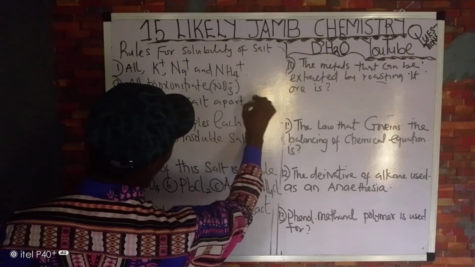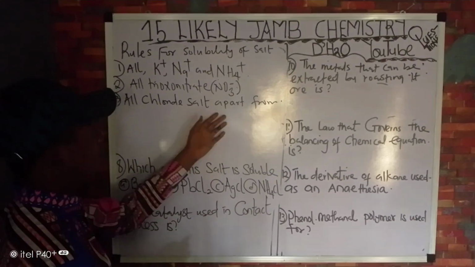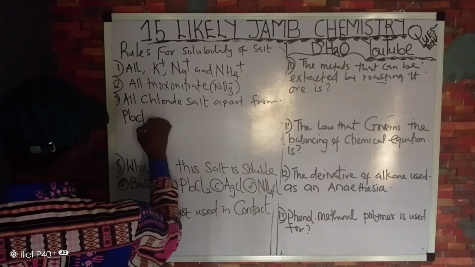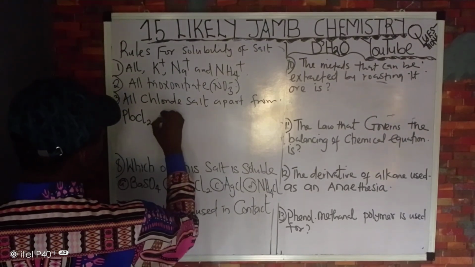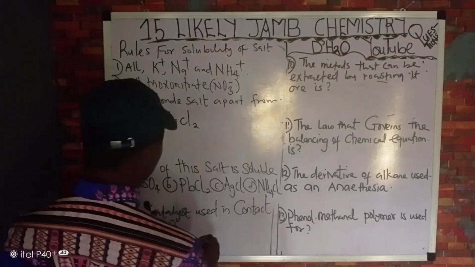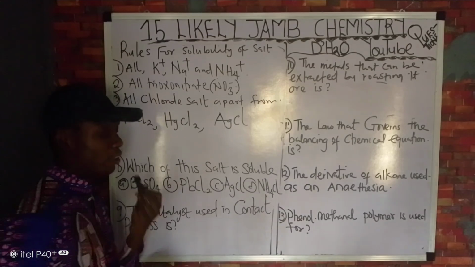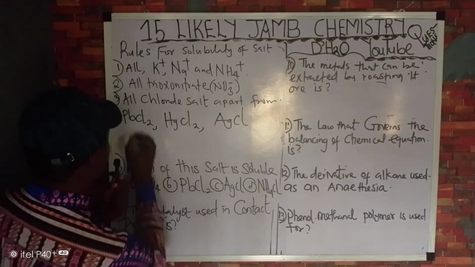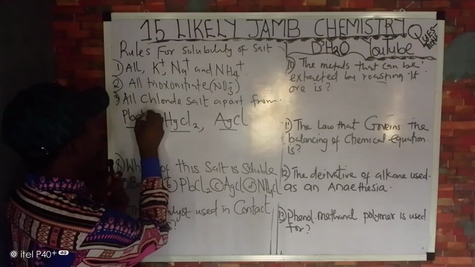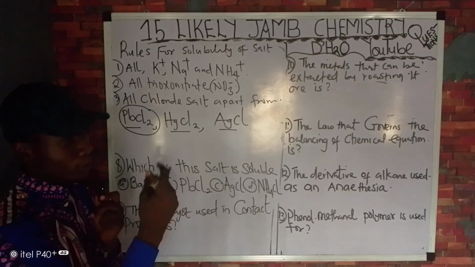are soluble in water, apart from lead(II) chloride, mercury(II) chloride, and silver chloride. All chloride salts are soluble in water apart from these. So take note of that. But your lead(II) chloride is soluble in warm water. So if you boil the water, this compound will dissolve.